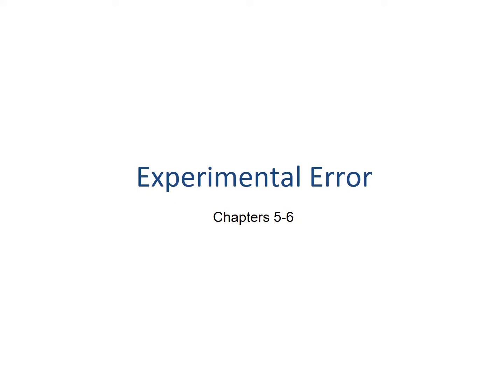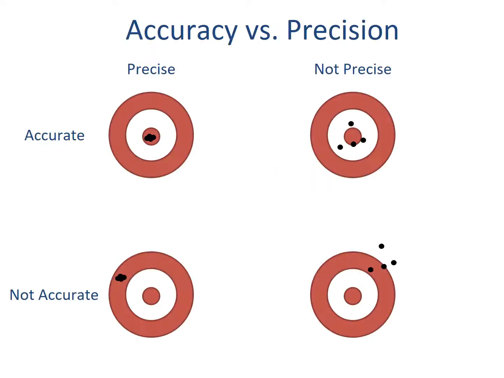These are the slides pertaining to experimental error, which is covered in chapters 5 through 6 of your textbook. In order to understand experimental error, we have to understand the difference between accuracy and precision.